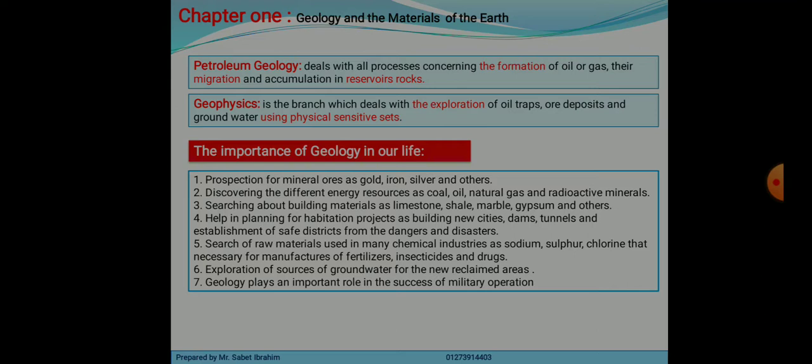Also, it deals with the exploration and sources of groundwater for the new reclaimed areas. And it helps in the success of military operations. So the importance of geology varies from the exploration and planning and discovering the resources of energy and underground water, and using some elements in the military and in the manufacture of chemical industries.